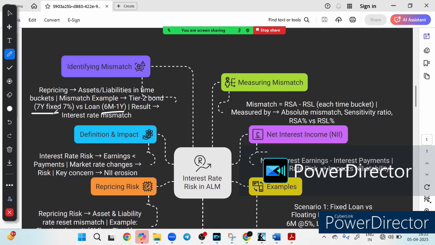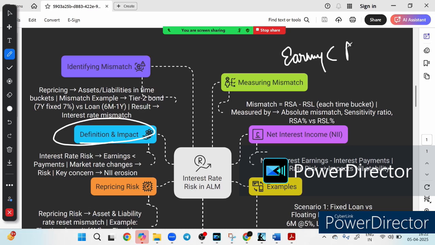Suppose interest rates rise, what will happen? One side earns less while the other costs more. That is the point. I hope that makes sense to you. You have to identify the mismatch. Now let's look at the definition part. You can see the definition and impact. So interest rate risk simply means that your earning is less than your payment, or we can say your expense, right? Or a better word to use here, expense.